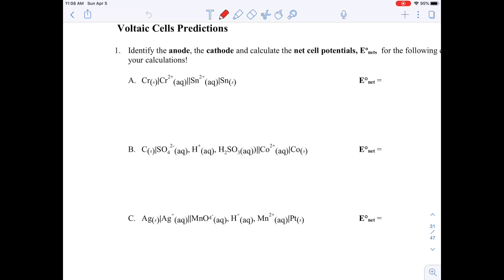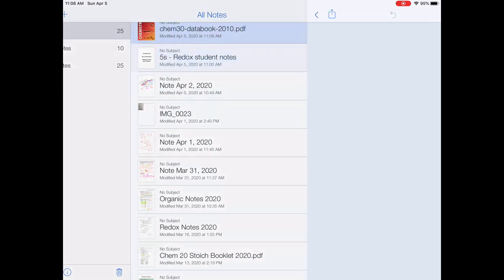In this video, we're going to look at voltaic cell prediction. Here we've got a cell with chromium, chromium 2+, tin 2+, and solid tin. It says to identify the cathode and anode and calculate the net cell potentials. So I'm going to go back to my data booklet.